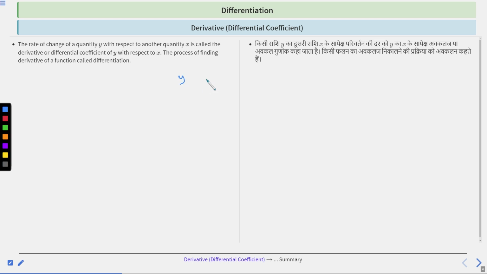Suppose we have quantity y and quantity x, right? So quantity y is changing with respect to x. So we will find how much quantity y is changing with respect to x. That is, we will find dy by dx. Clear? So this is called the derivative or the differential coefficient of y with respect to x. Clear? And the process of finding this differential coefficient is called differentiation. Clear?